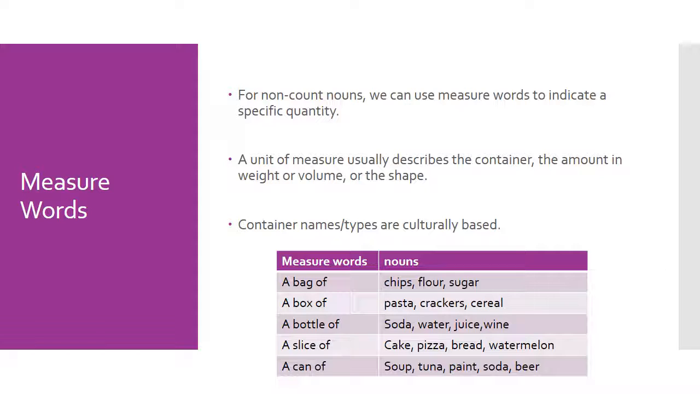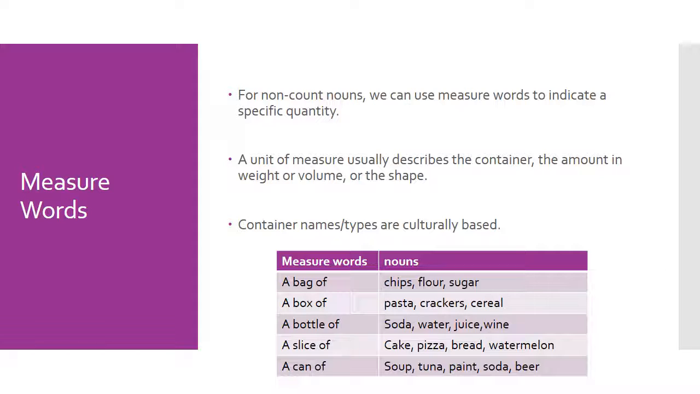So, for example, in the United States, if you buy jam or jelly, it usually comes in a jar. In other countries, it might come in a can. So you need to be aware of how things are packaged in order to properly choose measure words. There are far more measure words than are listed here. These are just a few examples to give you the idea. Honestly, if you want to know, you go to the grocery store and look at how it's packaged.